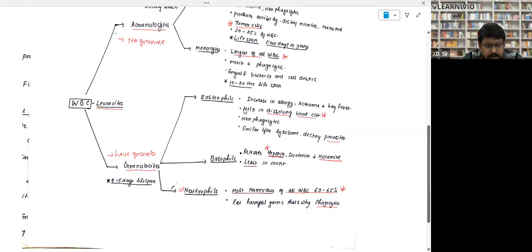Next point. Neutrophils are the most numerous of all WBC. They constitute approximately 60 to 65% of WBC.